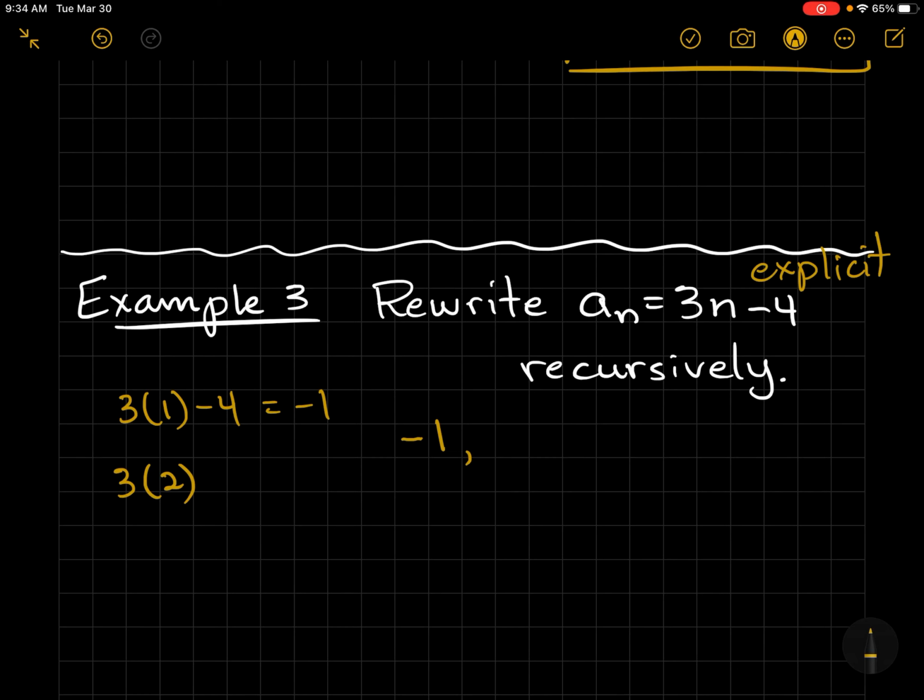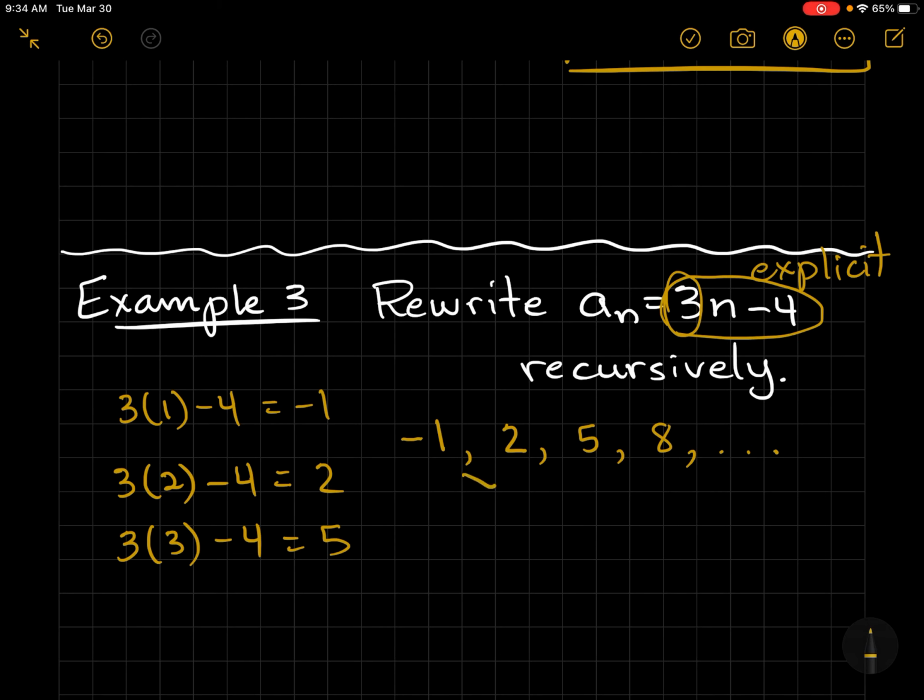Remember, when it's explicit, to write your sequence, you just start with 1 for the first term, 2 for the second term, 3 for the third, and so forth. 6 minus 4 is 2, so the next term is 2. 9 minus 4 is 5. And already, I hope that you can see what's going on. Remember that notion of slope? And this is linear. So we can see that it's just going up by 3. It has a common difference.